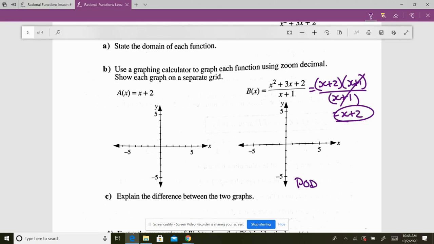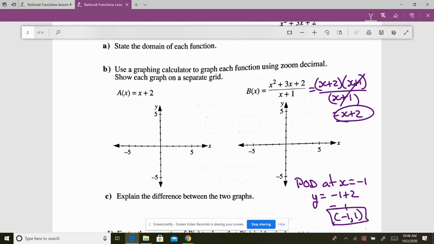So POD at x is equal to what? -1. How do you get the y value? We know the x value of the hole. How do we get the y value? Any guesses? No, it's when x is -1, we have a hole. Plug it into what's left over, into this leftover function, all right? So the y value at that point will be -1 plus 2, which is 1. So the coordinates of the POD are -1 and 1.